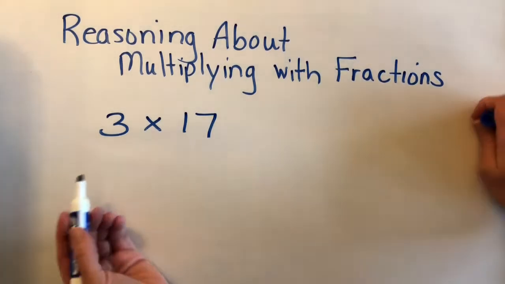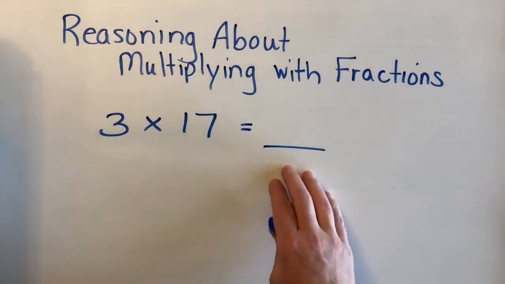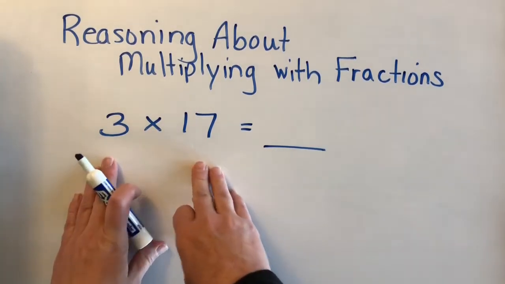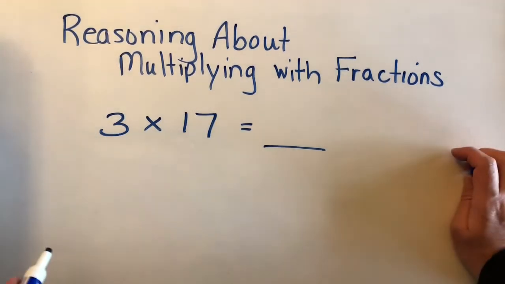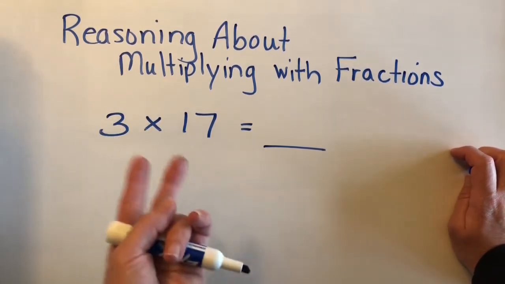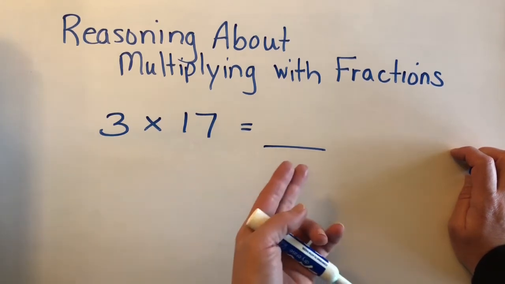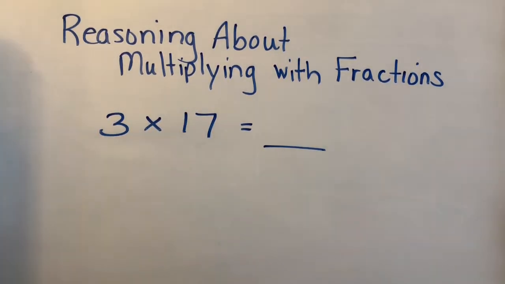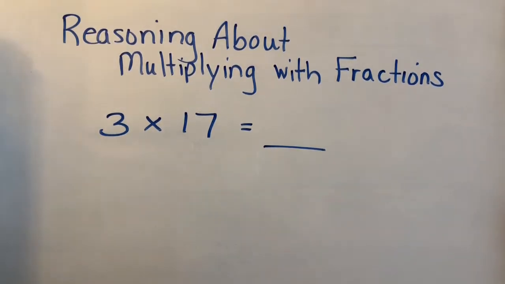When we multiply these two factors together, the product that we are going to get, is this going to be larger than 3, larger than 17, or larger than both? So this is the question. If you think about it with the commutative property of multiplication, this is 3 groups of 17, or vice versa, 17 groups of 3. So will you have more than 3 in your answer? Yes. So we know anytime we multiply two wholes next to each other, the product is going to be bigger than each one of the factors.